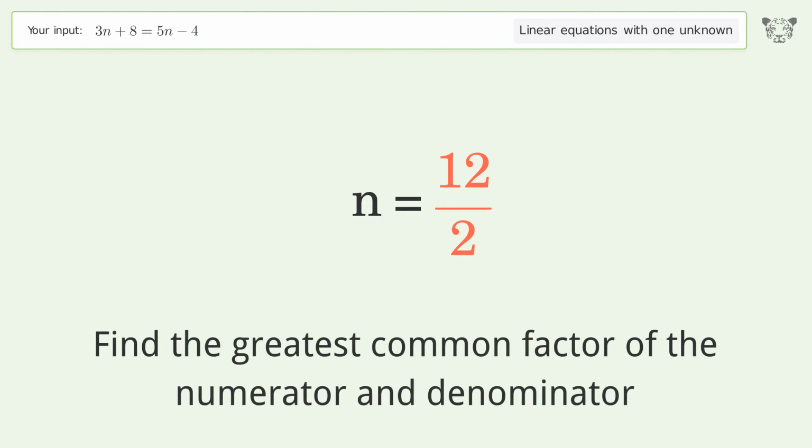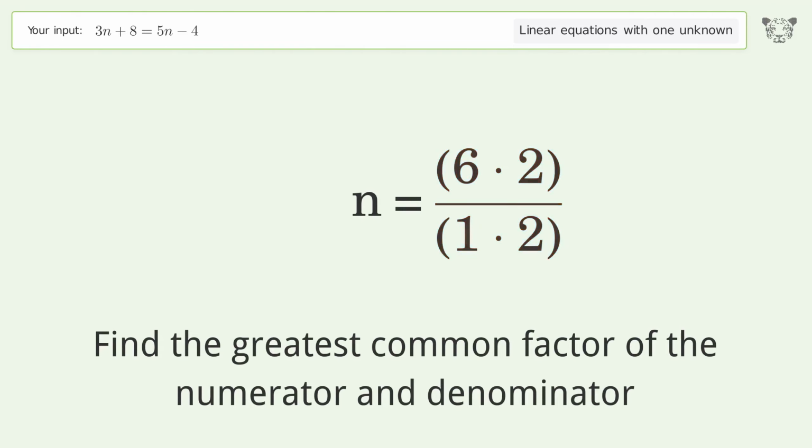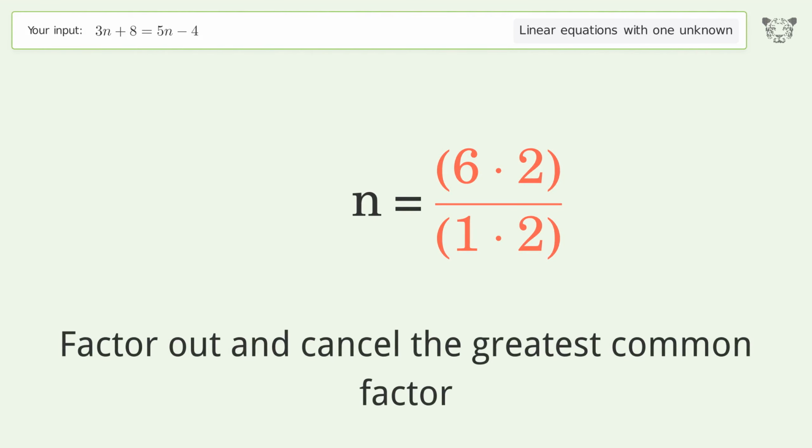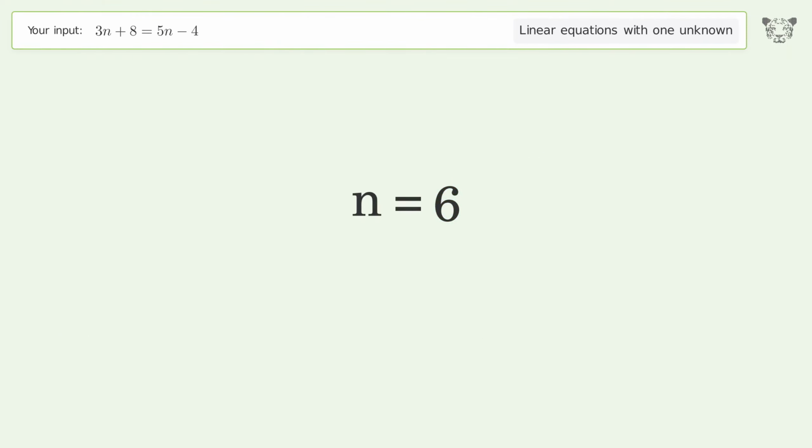Find the greatest common factor of the numerator and denominator. Factor out and cancel the greatest common factor. And so the final result is n equals 6.